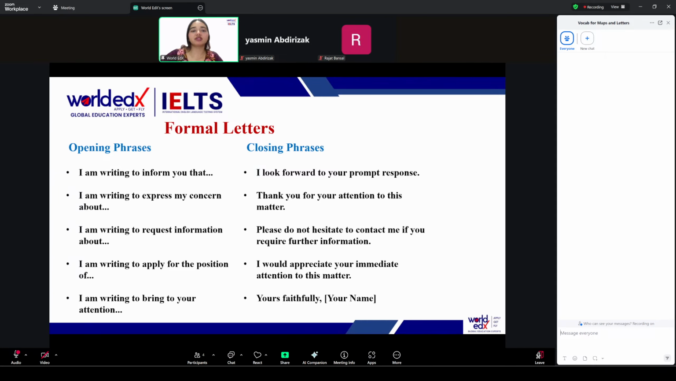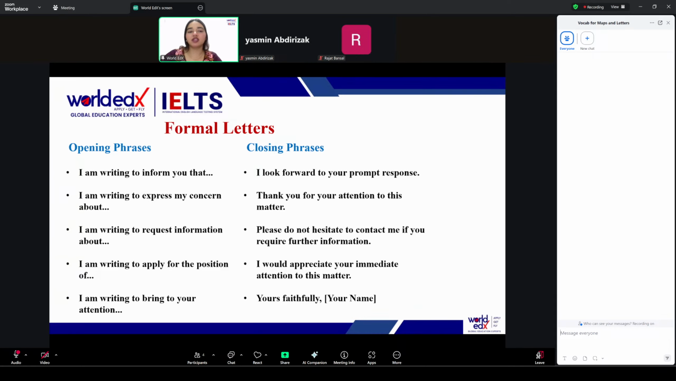In the opening phrase, if it is a formal letter, these are the options you can use. You can say: I'm writing this letter to inform you that... I'm writing to express my concern, if you want to suggest something or you have met with something which is concerning. I'm writing to request information about... I'm writing to apply for the position of... I'm writing to bring up to your kind attention... So these are the opening phrases for formal letters.